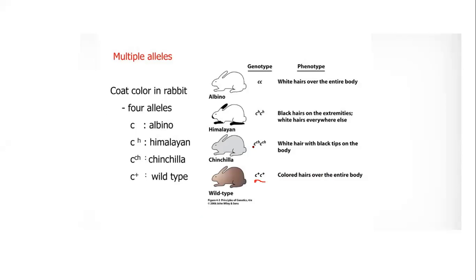If CCH, white hair with black tips, and CH, black hair on the extremities, and CC is completely white. Actually, it is completely white.